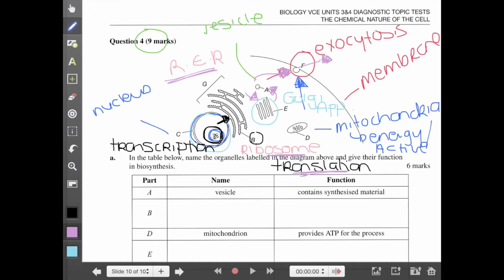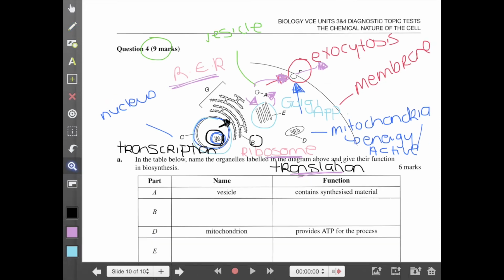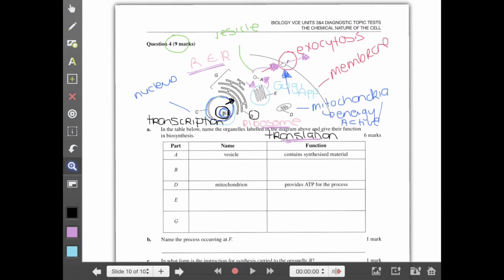Okay, beautiful. So now knowing that, let's have a look at the table below. I know that you probably know that, but it's important to do before you look at the question. They've done the first part for you, so actually I'll read the instructions. In the table below, name the organelles labelled in the diagram above and give their function in biosynthesis.